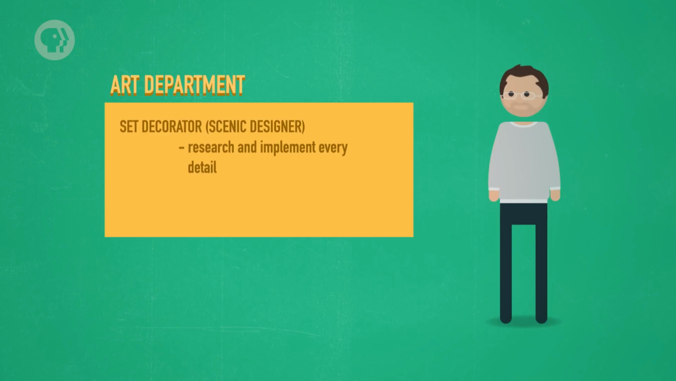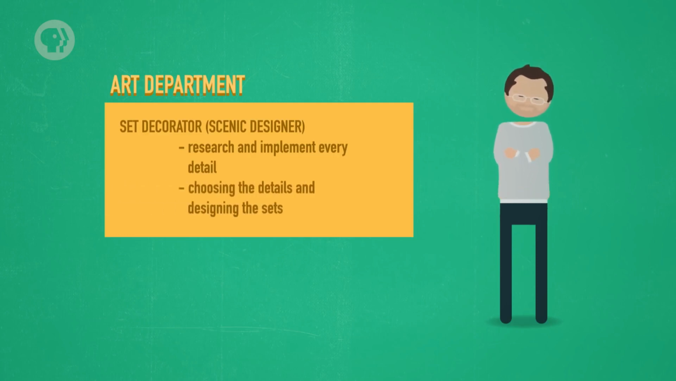While the production designer is creating the look of the film overall, the set decorator is choosing the details and designing the sets. The production designer also works with the art director to budget and organize the department. They hire buyers who buy or rent set dressing and props. Once the set is designed, the art department builds anything that doesn't already exist for the set itself, as well as any other special props that are needed.